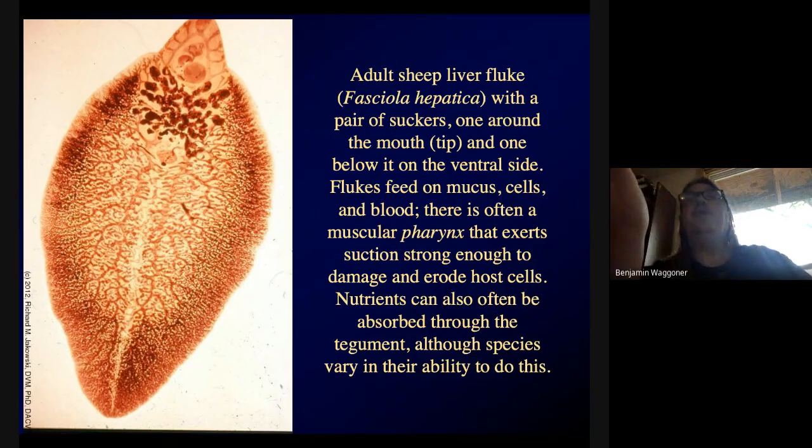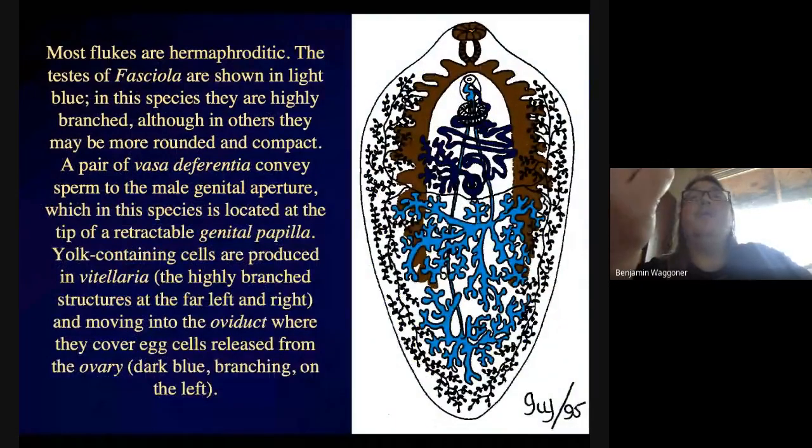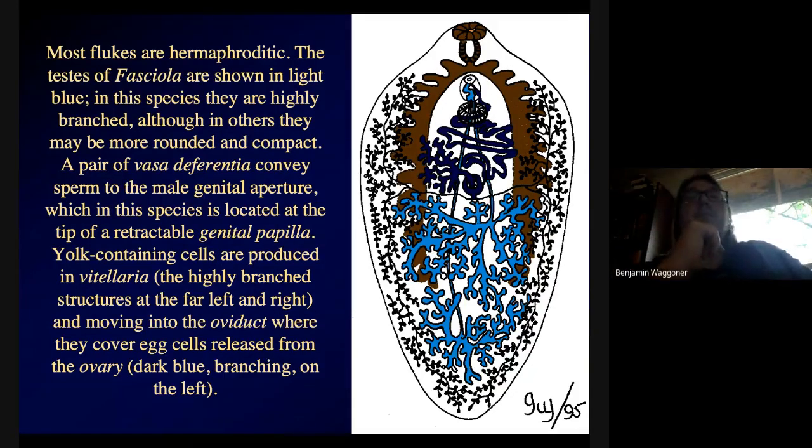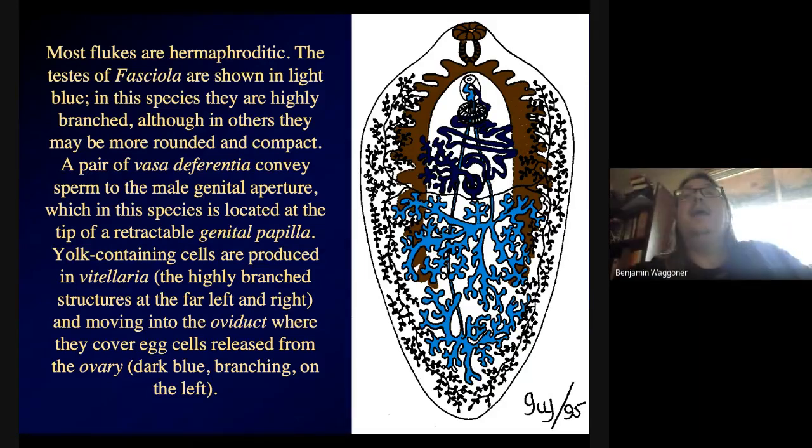And that's what the anatomy looks like. In brown, that's the gut. You can see the oral sucker surrounding the mouth, and then the gut leads into a pharynx, which branches. You have two main branches of the gut right there. In dark blue, you've got the female structures.